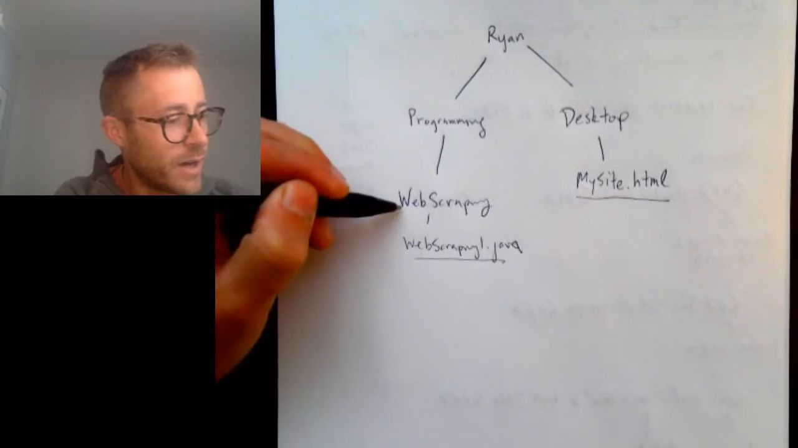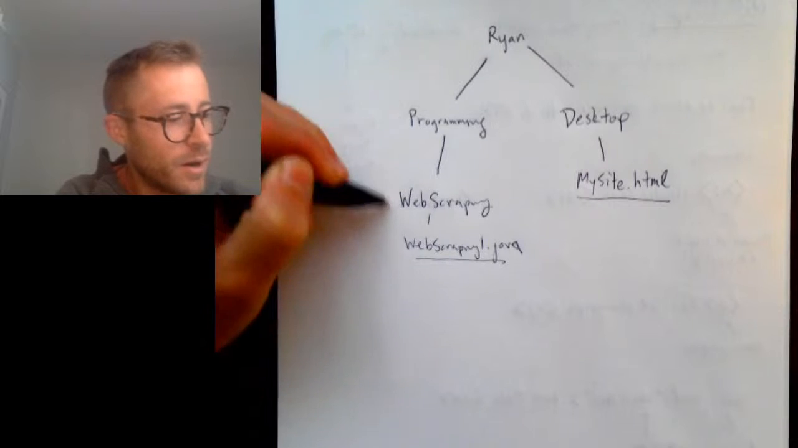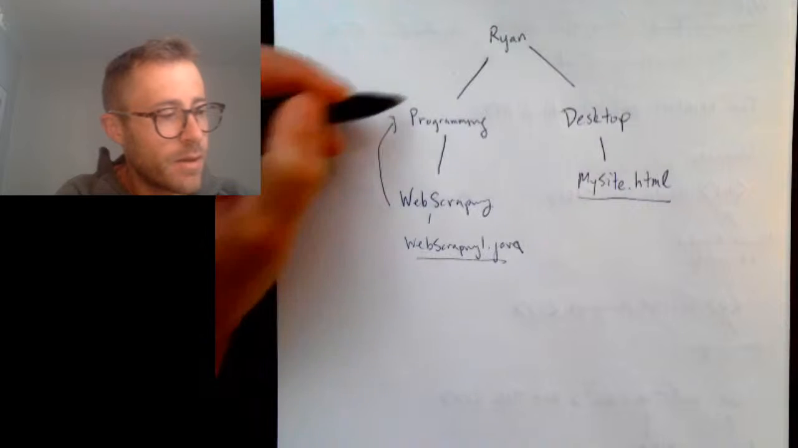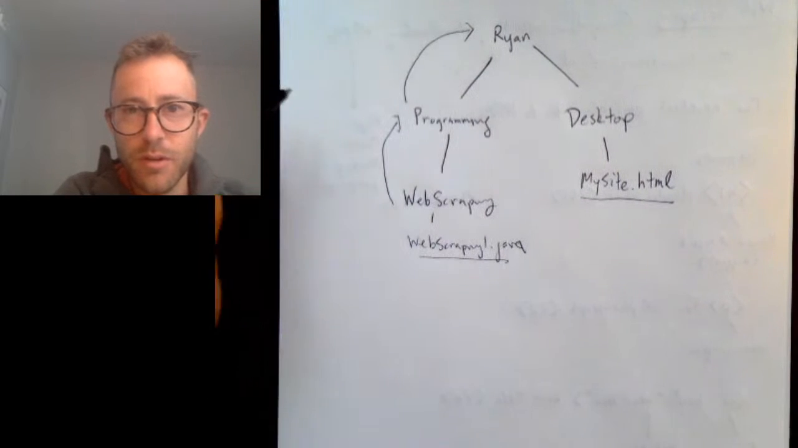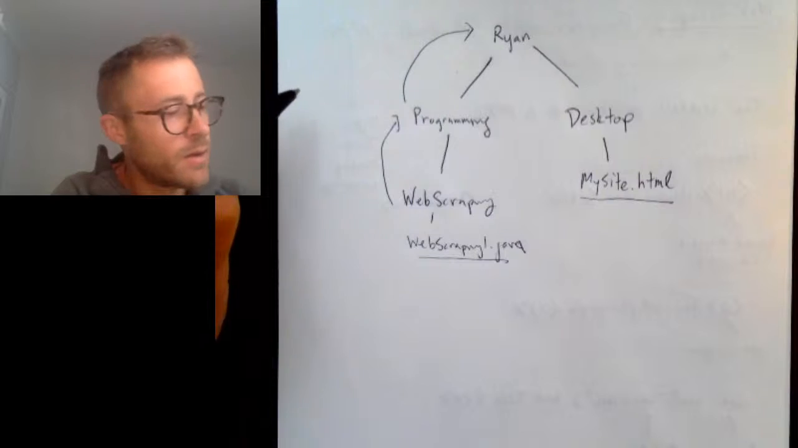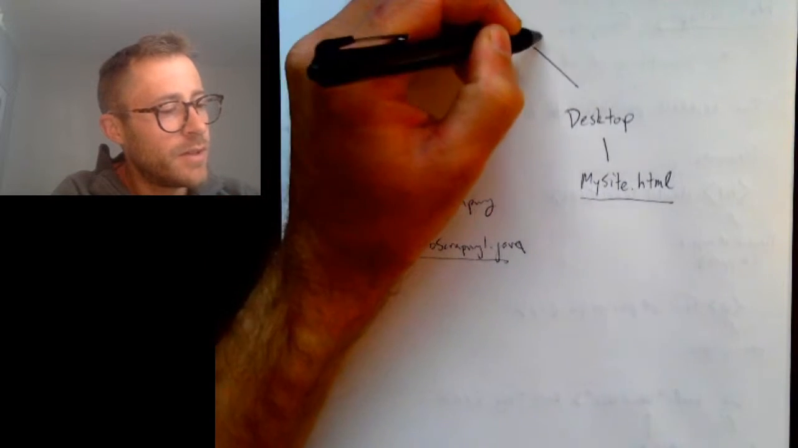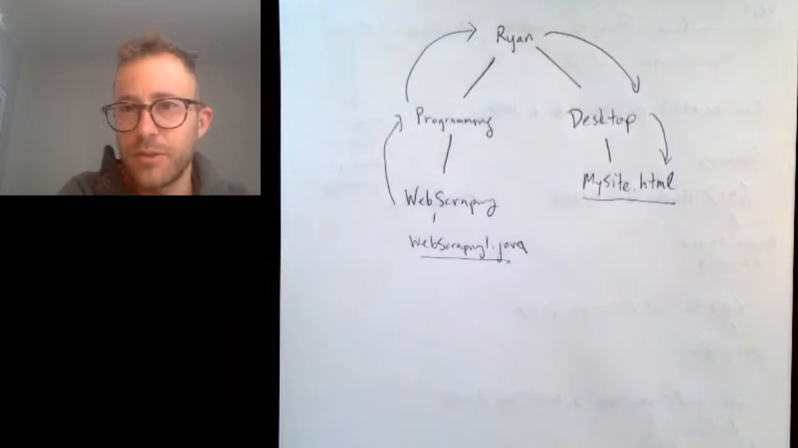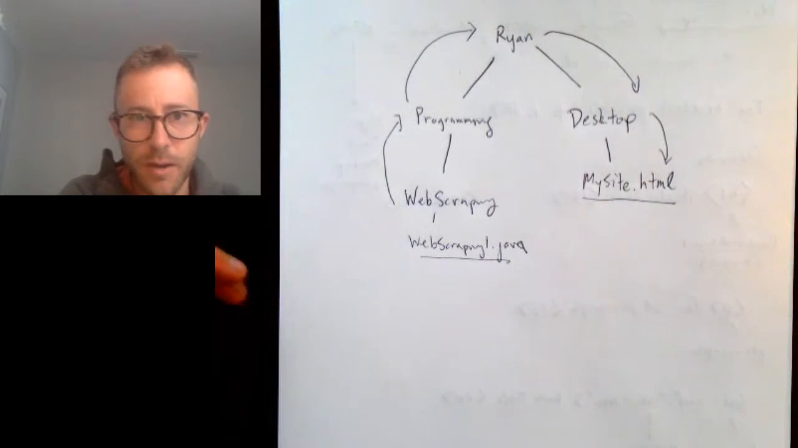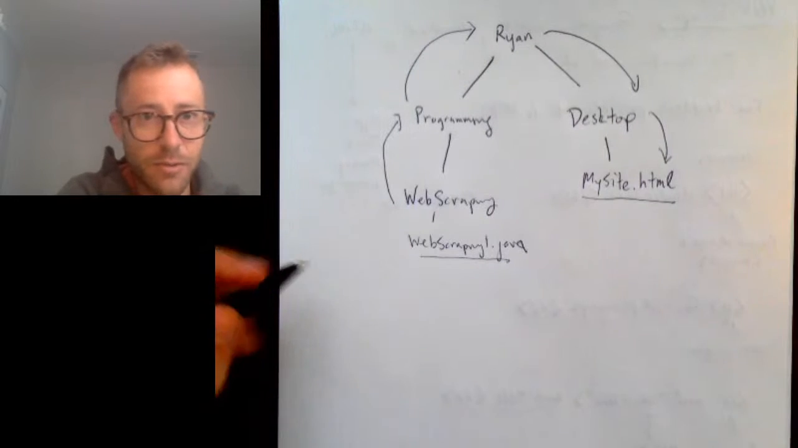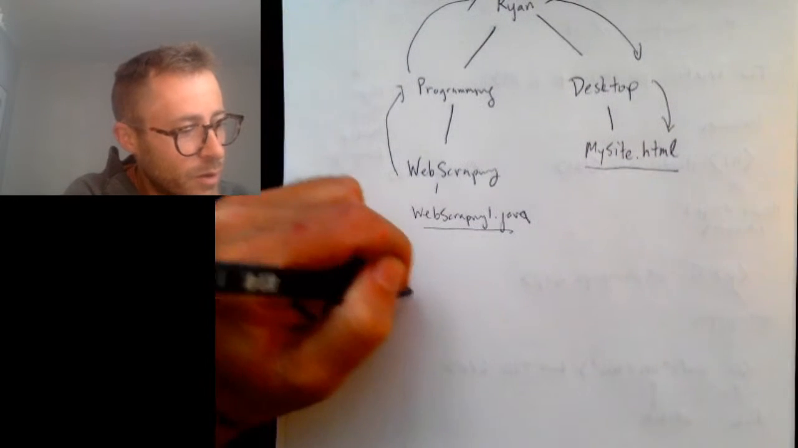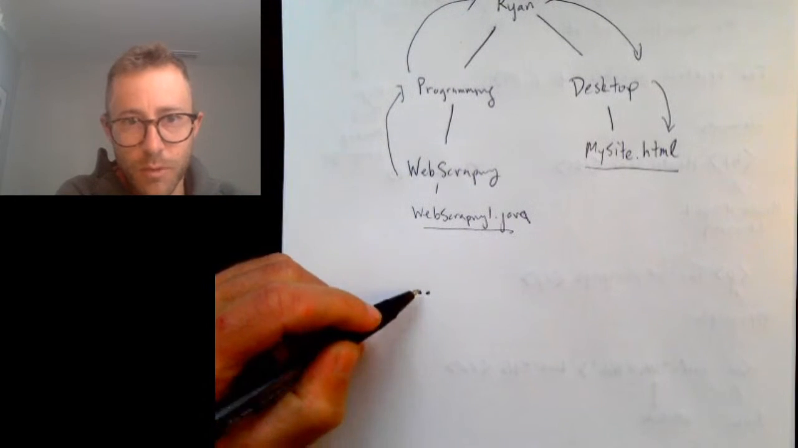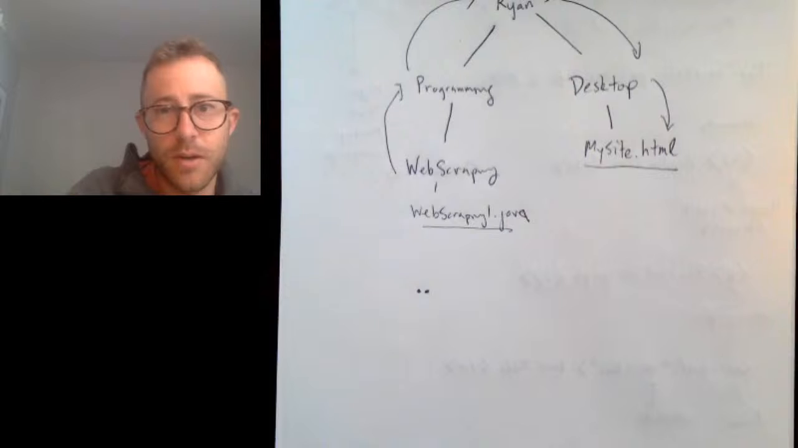You can see that I have to go from web scraping up to programming, up to the Ryan folder, down to the desktop, and then access my site.html. So it's navigating the file tree. How do I do that? Well, if I do .. that means go up one folder. It's like hitting the back button on Finder.